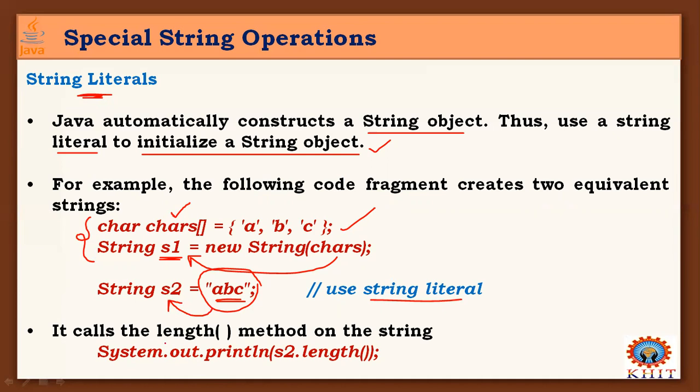And we can call the previously discussed length function to find the length of that string. So this statement displays on the screen that it is 3. Why? Because the length of the literal we assign to the s2 object is 3 characters. The number of characters contained in that string is 3.